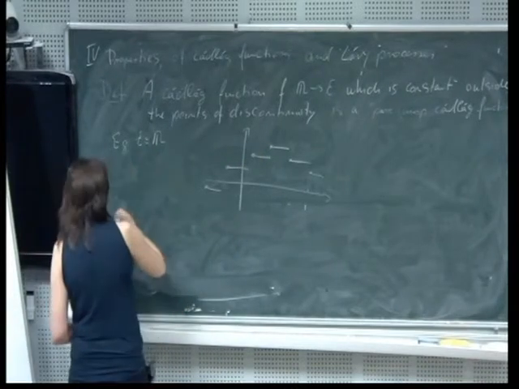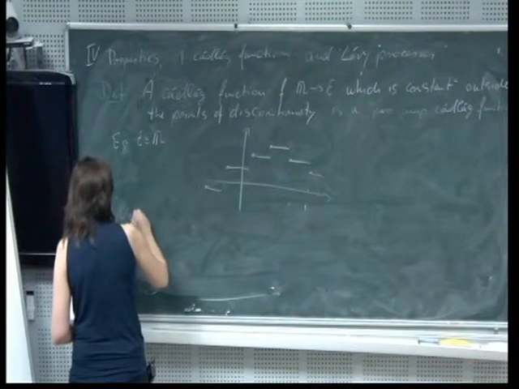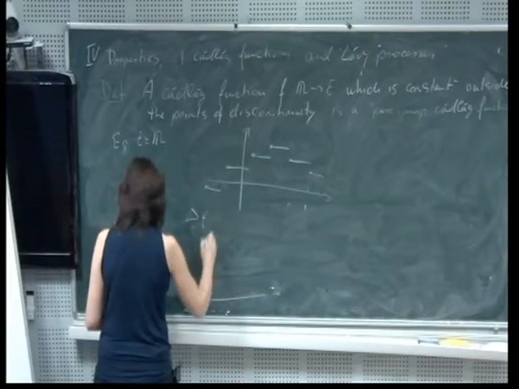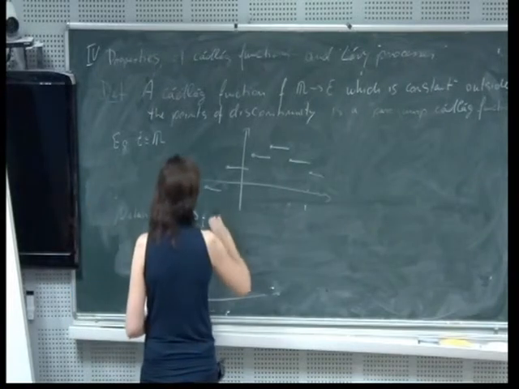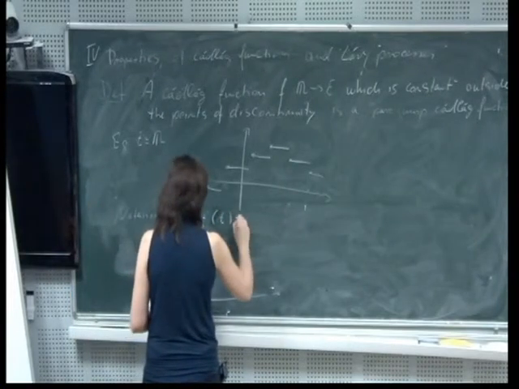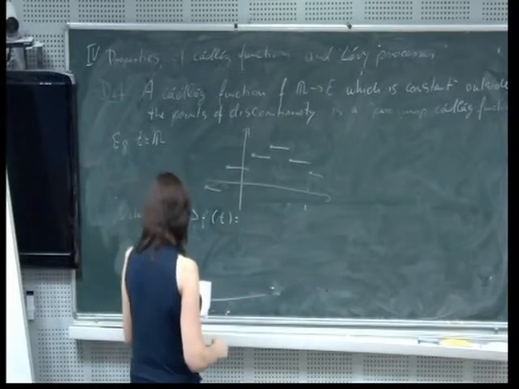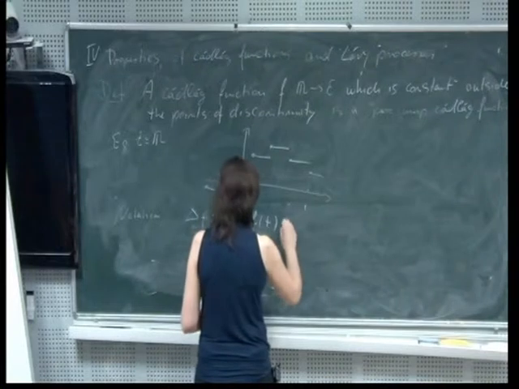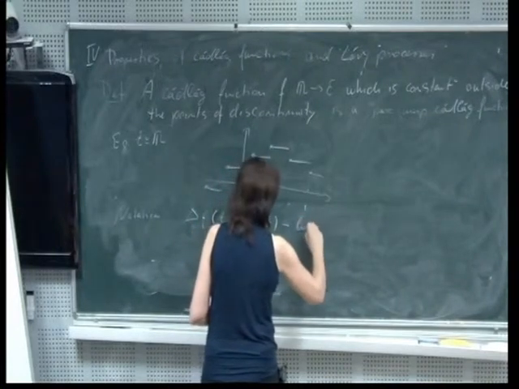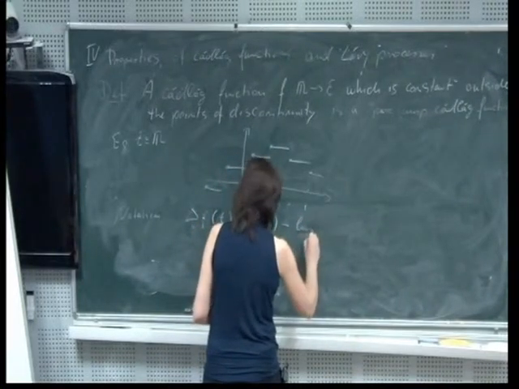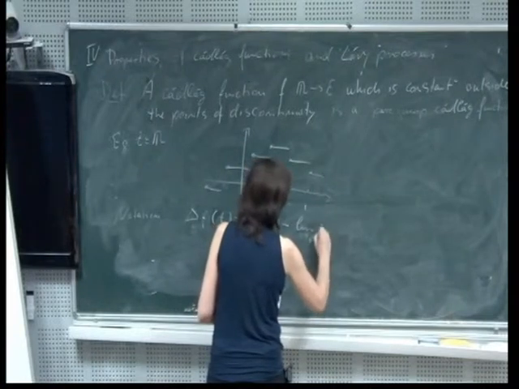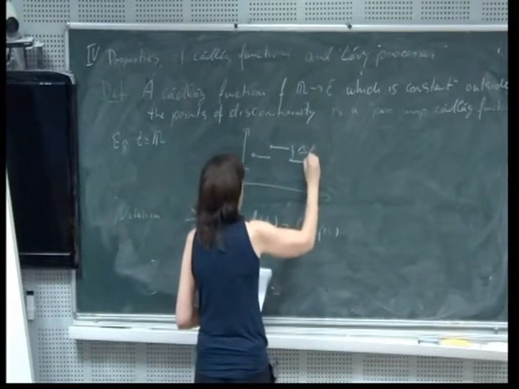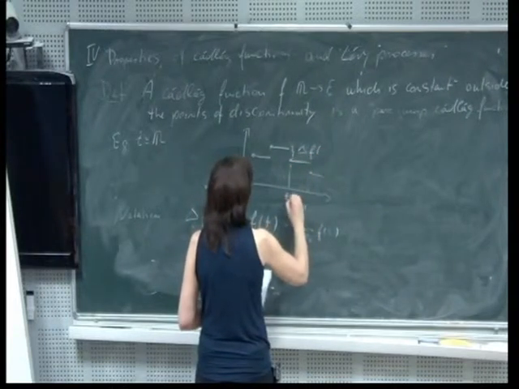Okay, we denote with delta f the jump. So delta f at t might be 0 if there is no jump, but otherwise it's exactly the jump. It's the right value minus the limit as s goes to t of f(s). This is, for example, delta f at time t0.